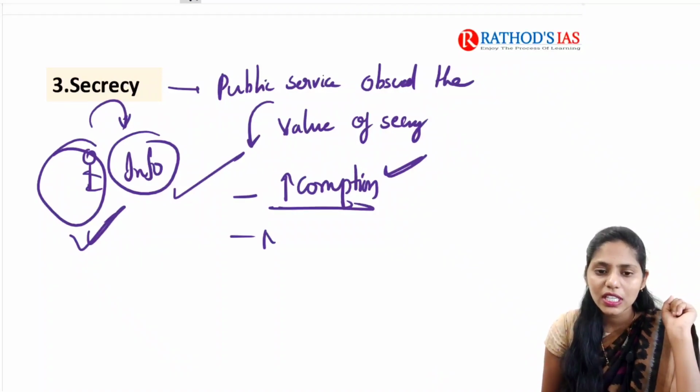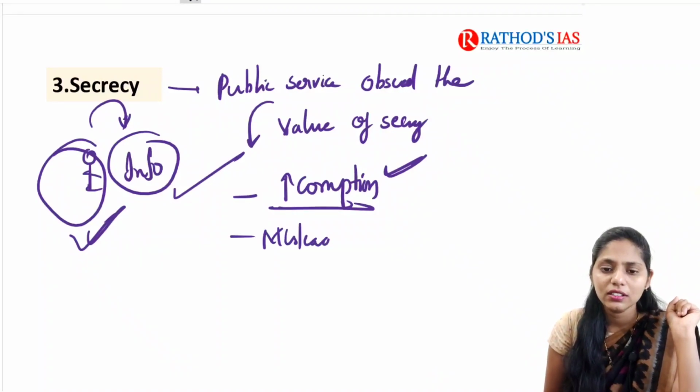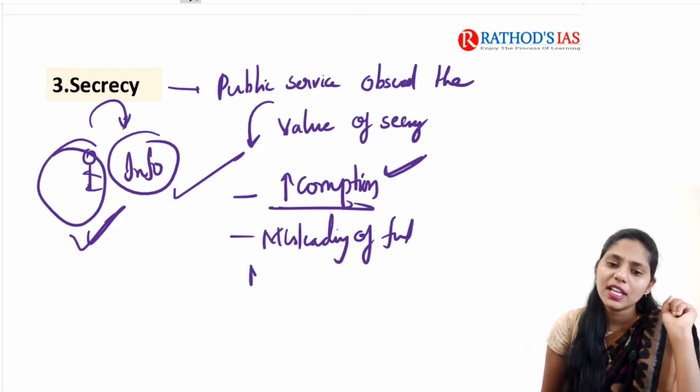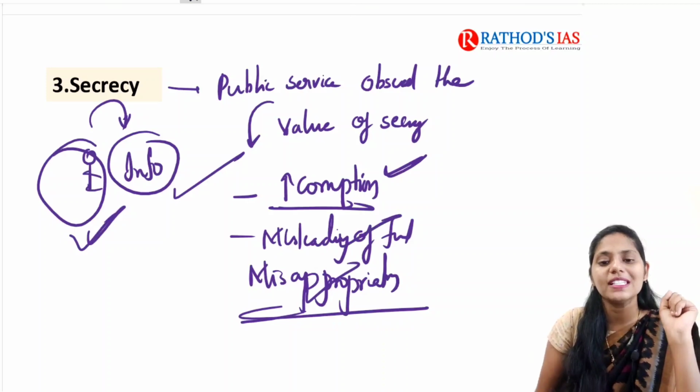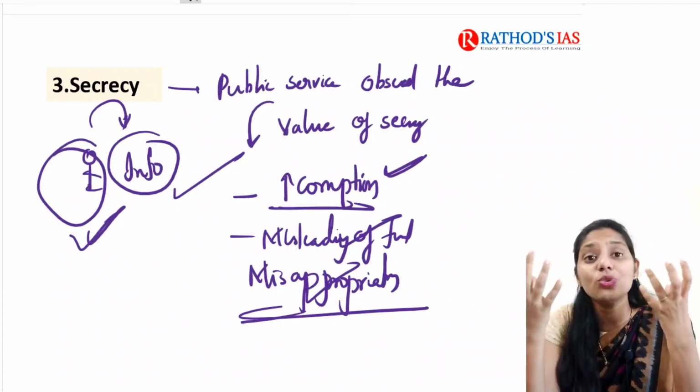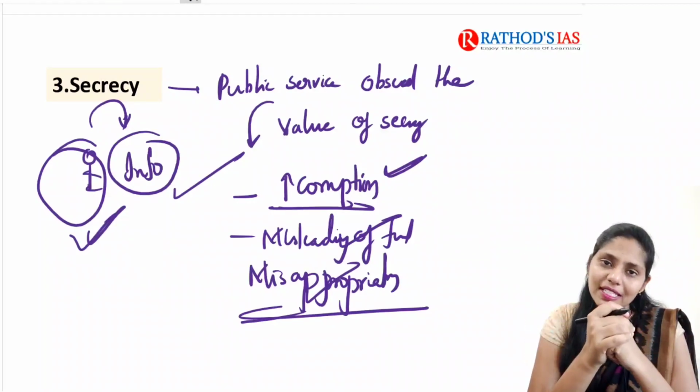And we can even see misleading, or we can say misappropriation of funds, or misuse of authority. Corruption is what is mainly seen.